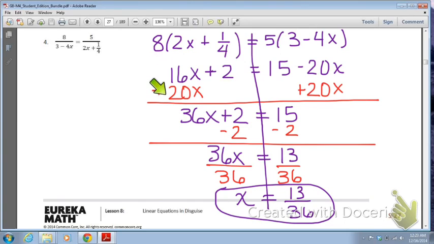Okay, so anyway, I get 36x plus 2 is 15. Subtract the 2 from both sides to get the 36x by itself. I get 36x is 13. Divide by 36. And that gives me x is 13 over 36. Okay, so you are now ready for the problem set.